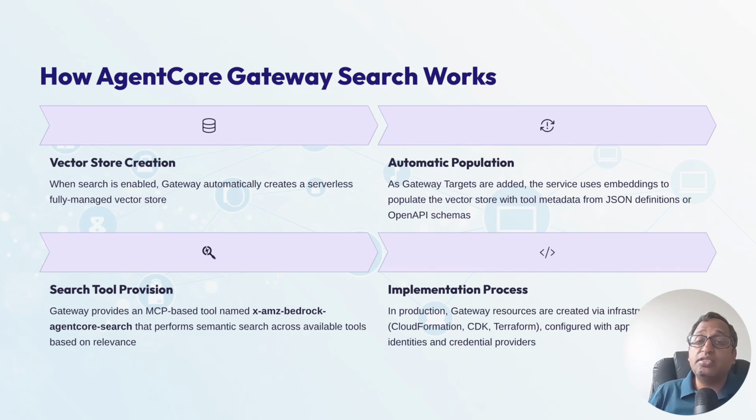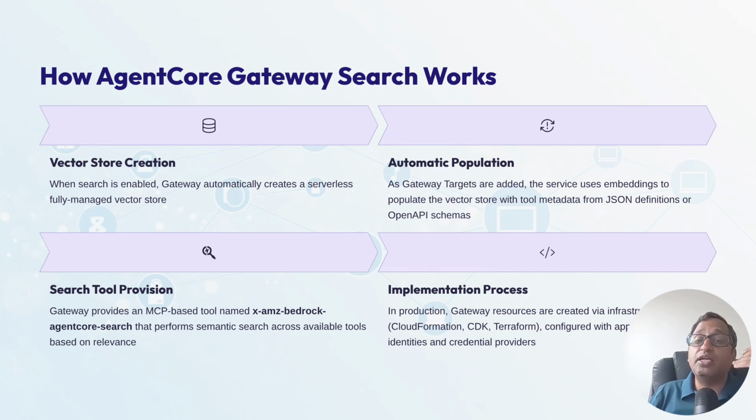So now let's understand how the semantic search functionality we just described actually works in AgentCore behind the scenes. First, there is something called vector store creation. When you enable search, AgentCore Gateway automatically provisions a fully managed serverless vector store. So there is no need for you to set one up manually. It is all baked into the service internally.